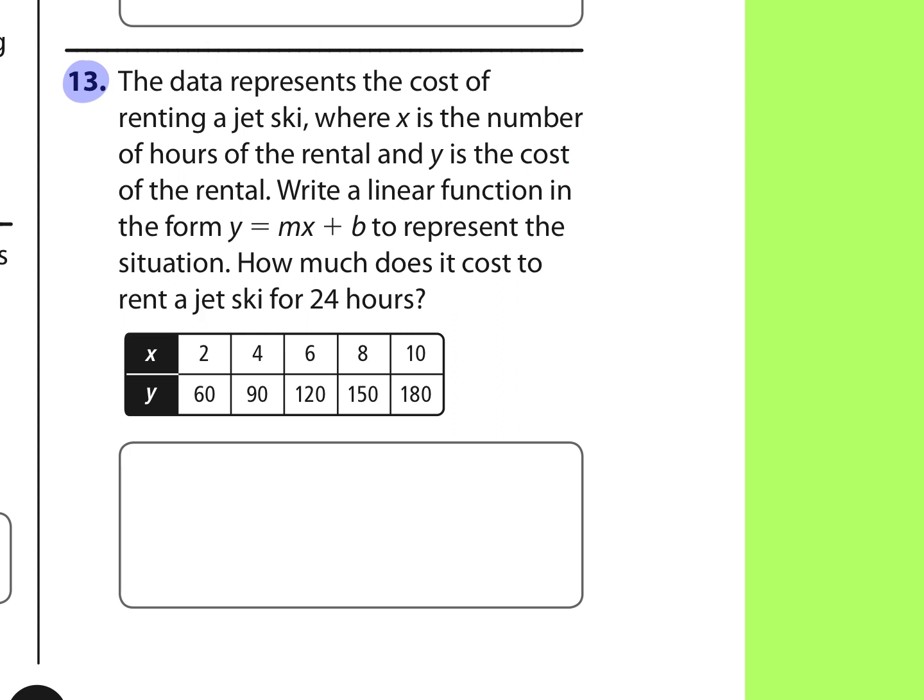Number 13, the data represents the cost of renting a jet ski, where X is the number of hours of the rental and Y is the cost of the rental. Write a linear function in the form y equal mx plus b to represent the situation. And then how much does it cost to rent a jet ski for 24 hours? So let's represent this using y equal mx plus b.